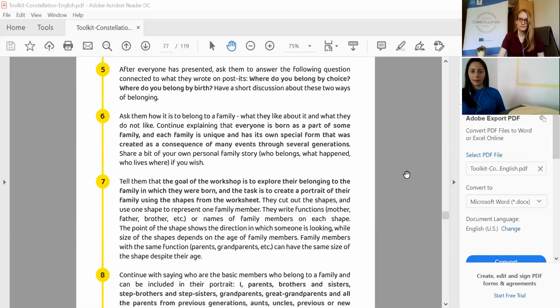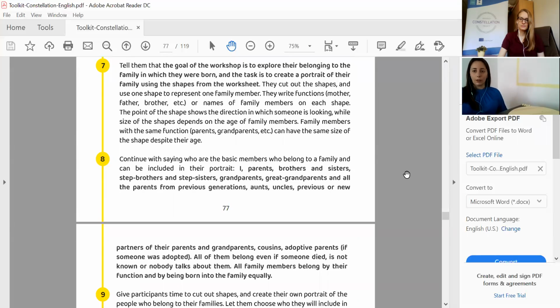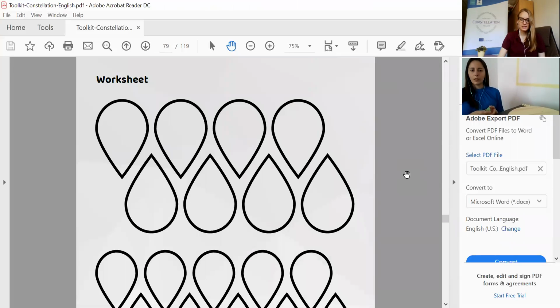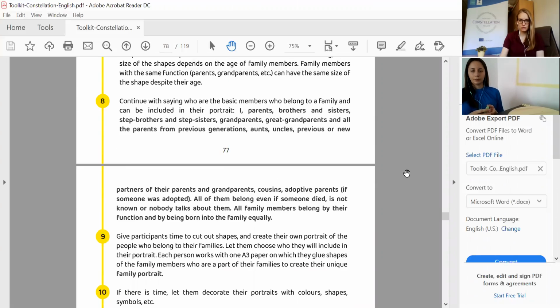So in step 7, it's basically telling them that they will create their own family portraits by cutting out these shapes, and then they write on top of them the names or the functions of family members. So what do we do then? What is the first thing we do when we have this worksheet, or what is the first thing that the youngster needs to do?